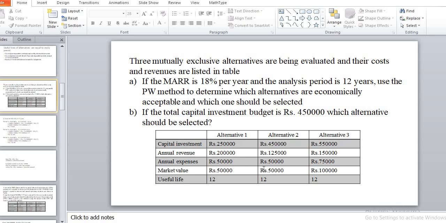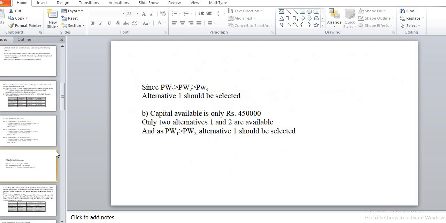these two projects. So present worth first and present worth second we should compare, and by comparison we can know that the present worth value for project 1 is larger than the present worth value of the second project. So alternative 1 should be selected.